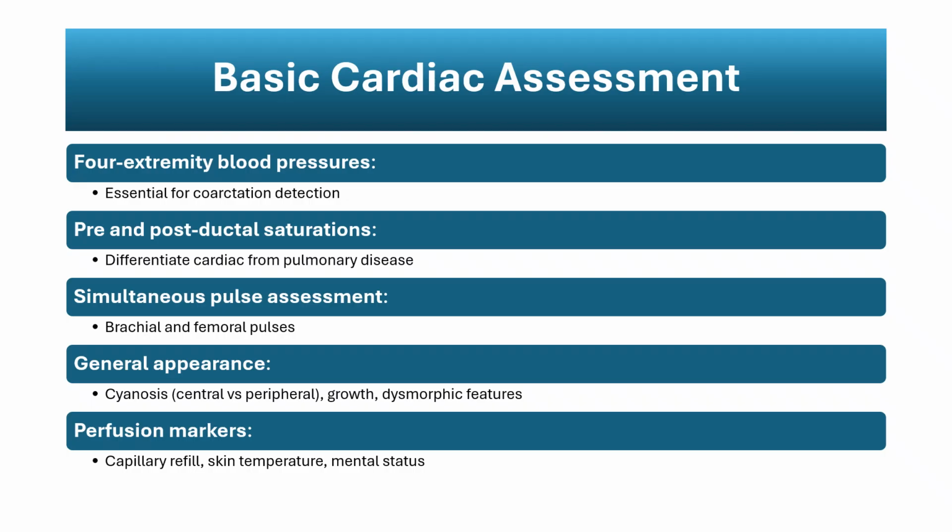Pulse assessment is equally important. Comparing brachial and femoral pulses can reveal diminished femoral flow, again a hallmark of coarctation or other left-sided obstruction. Beyond vitals, the general appearance carries diagnostic weight.